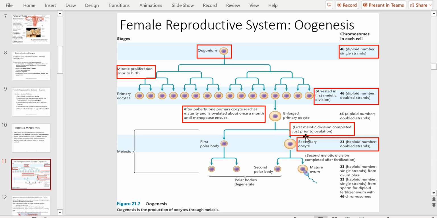Okay, and here's your first meiotic division completed just prior to ovulation. Now we're into a secondary oocyte, and as we said there, this is half. Okay, half of the double-stranded. Good. Pause it. Have a look.